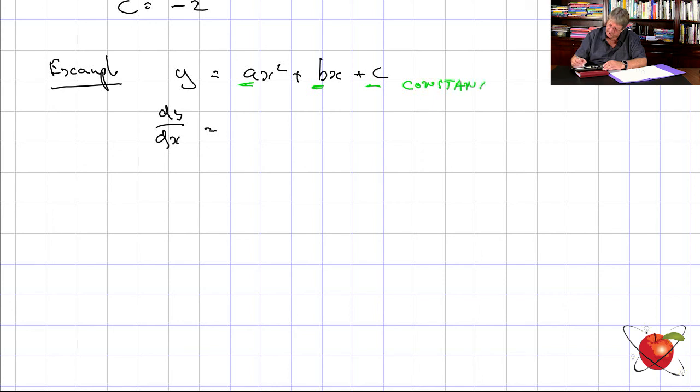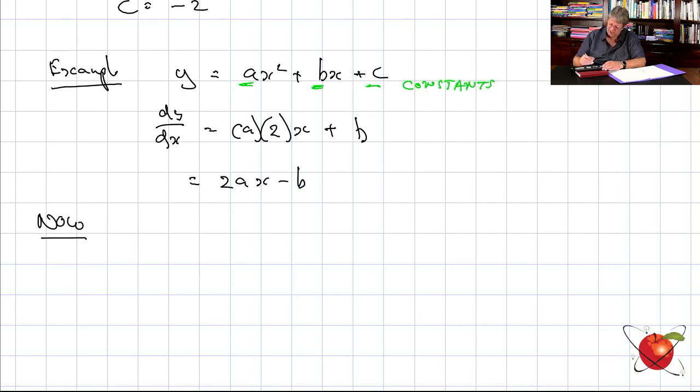They are numbers. So when I differentiate, this is going to be a times 2 times x to the 2 minus 1 plus b x to the 1 minus 1, x to the 0 is 1. Therefore, the derivative of this is going to be equal to 2ax plus b.